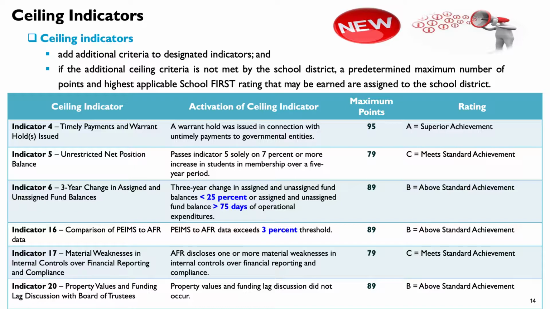Indicator number 5 is 2 parts now. But what changes with indicator 5 is that second part, the membership. If your students in membership increases by 7% over a 5-year period, you can pass indicator 5 if your net position is below 0. So if we have to go to that second part on indicator 5, which we'll go over a little bit later, the maximum points that you can receive is a 79. Even if you had 100 points, we're going to go down to a 79.